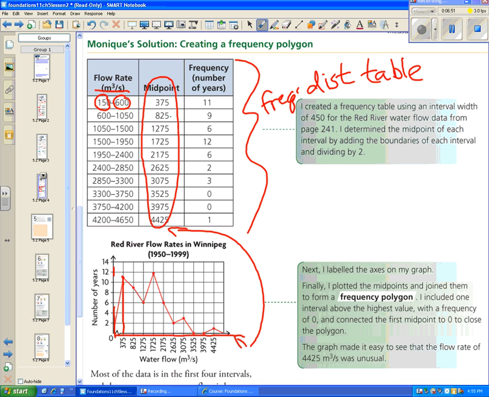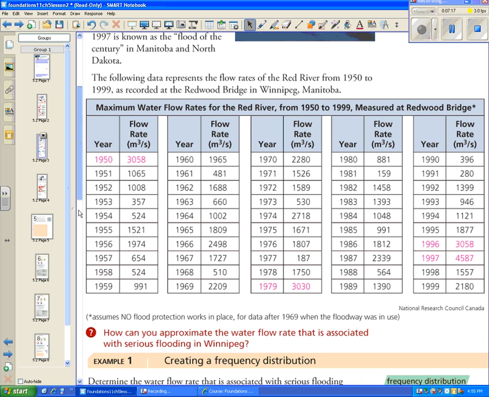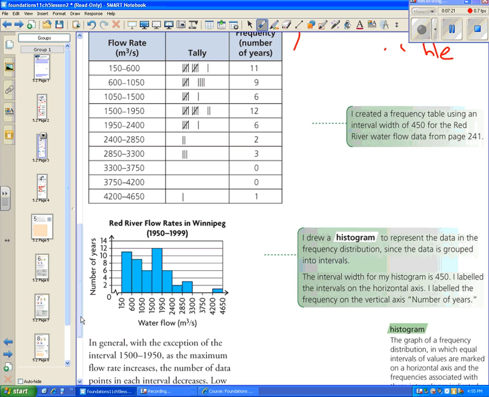For the midpoint 825, she found that we had 9 years. So we go up 2, 4, 6, 8, 9, and we plot our point. And we continue doing this in order to create our frequency polygon. Generally, when we are making a frequency polygon, we have to make sure to connect the ends to our graph. But if you notice, all our frequency polygon really is the midpoints of our histogram connected together.